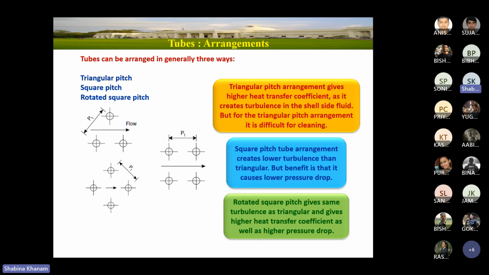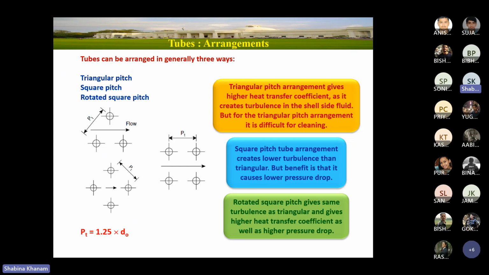Okay, so rotated square pitch gives the same turbulence as triangular pitch, and gives a high heat transfer coefficient as well as a higher pressure drop. But if you compare this as well as this, the in-between distance is more in triangular pitch to make this smooth movement in comparison to square pitch. Therefore you obtain a higher pressure drop in both, but in comparison to triangular pitch, rotated square pitch will give more pressure drop, okay, because of more friction, right? So in this way you can consider the tube arrangement.